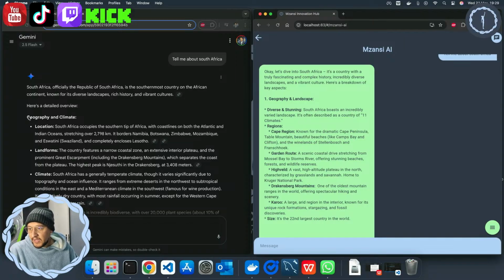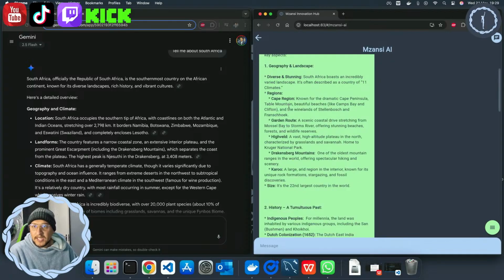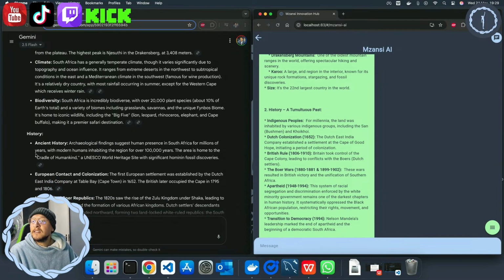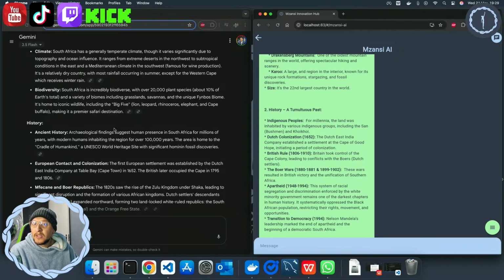Gemini has geography and climate. Mzansi AI has geography and landscape. So location, landform, climate. So this tells you about the different things. Intro to South Africa: the history. So it also has history next. So the ancient history, that's the same, the indigenous people that Mzansi AI is speaking about.